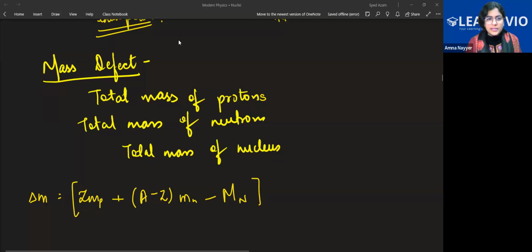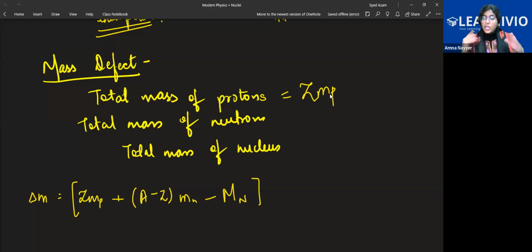Now, Mariam, the second last topic is mass defect. First understand it here, then we'll come to the notes part also. The total mass of protons: the number of protons is Z and the mass of each proton is MP. So the total mass of protons will be the number multiplied by each one's mass, that is ZMP. Fine? Yes, ma'am. Okay. Similarly, the number of neutrons is A minus Z and the mass of each neutron is MN.